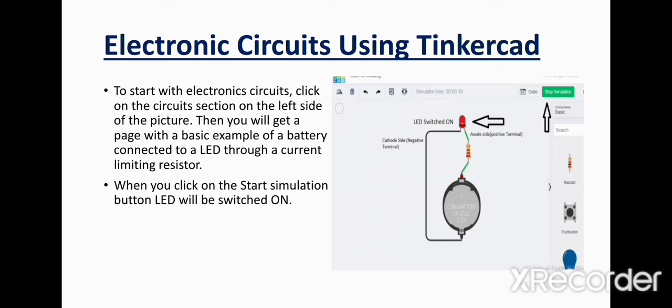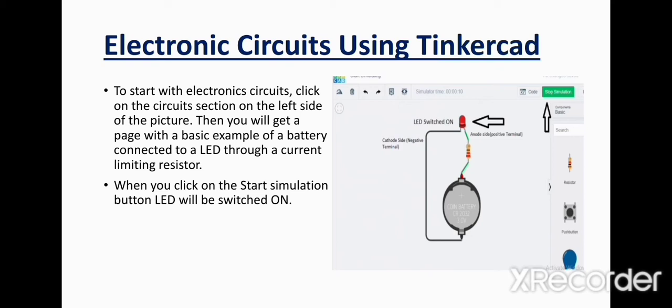Now moving towards the next feature of TinkerCAD, that is electronic circuits. TinkerCAD electronic circuits have much more usage in embedded electronics, where users can learn about embedded systems and can create their own Arduino code. To start with electronic circuits, click on the circuit section on the left side of the picture, as we have selected the 3D design option. Then you will get a page with a basic example of a battery that is connected to a current limiting resistor and through a LED.